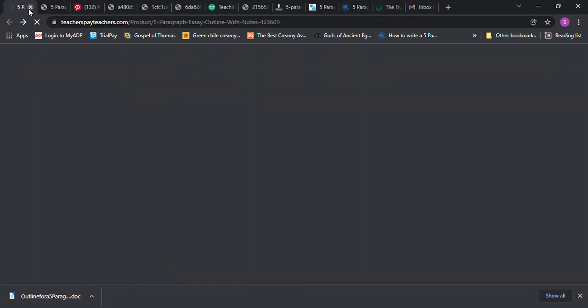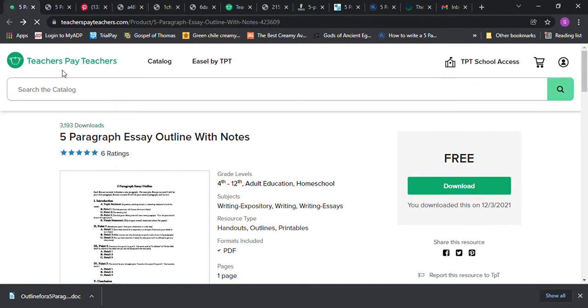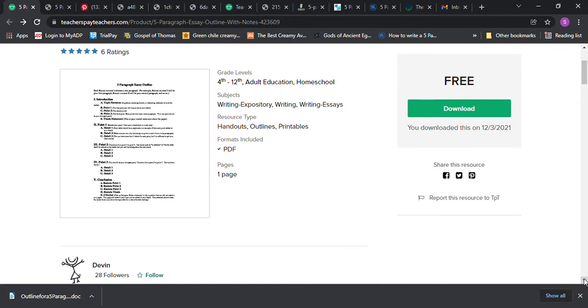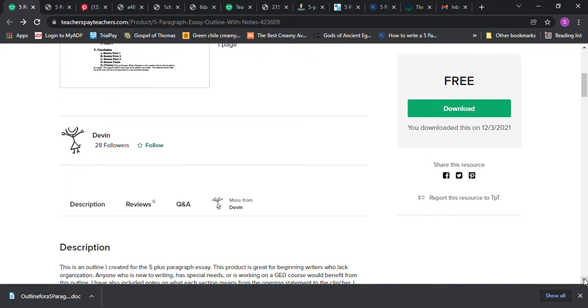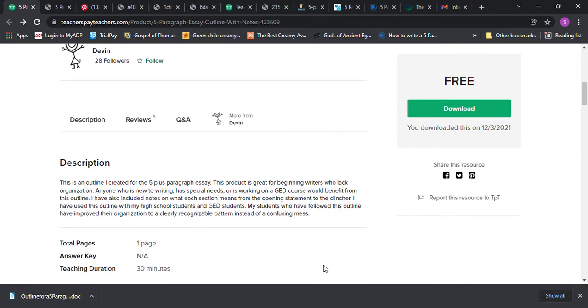And if you're homeschooling, you might be looking for ideas like that so you could create a poster to hang on the wall to help your students. And this one was at Teachers Pay Teachers, and I just wanted to show you where I found this next one. And it shows a little image of it. It's a free download, and it's Devin, 28 followers. So it says that this is an outline I created, and that would be from Devin, for the 5+ paragraph essay.